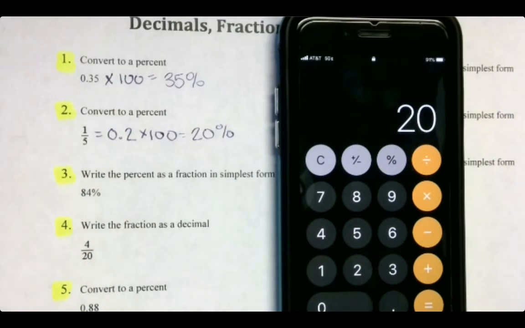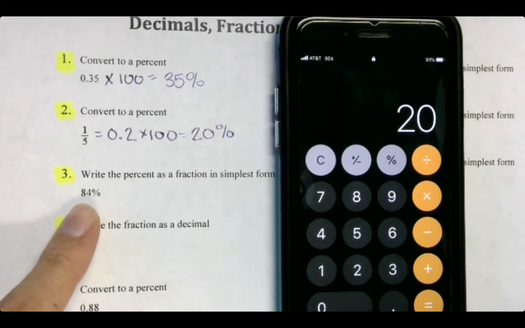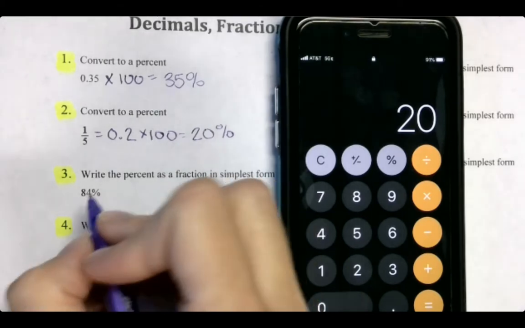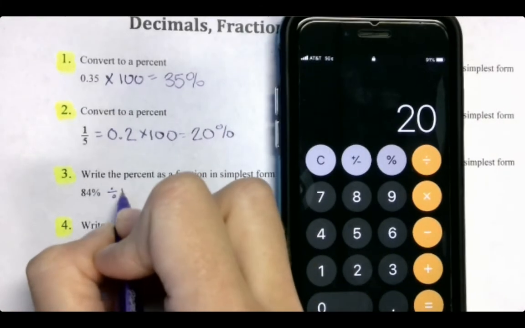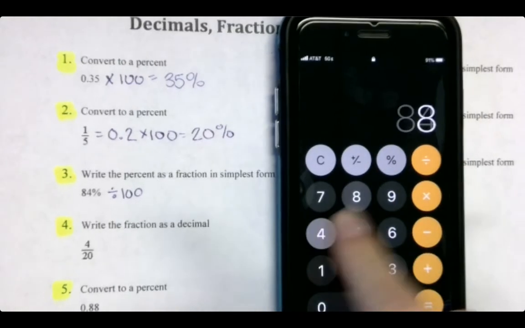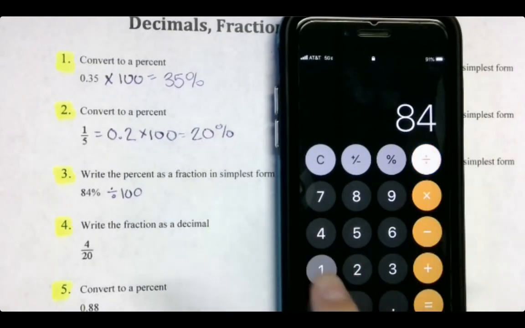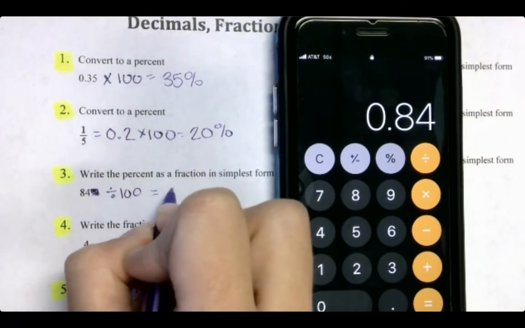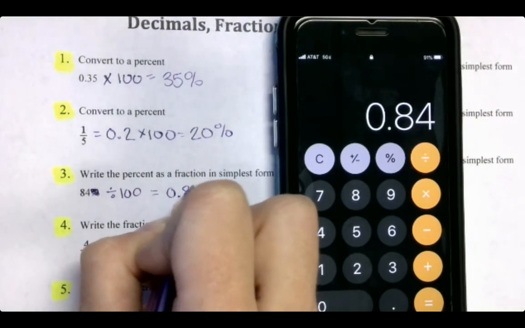All right. For the next part, we have 84%, and they want it as a fraction. Again, we don't have a percent to a fraction, but we have that middleman of a decimal. So we're going to take our percent and divide it by 100. So we're going to do 84 divided by 100. It's kind of like this percent isn't here anymore. And that's going to give us 0.84.